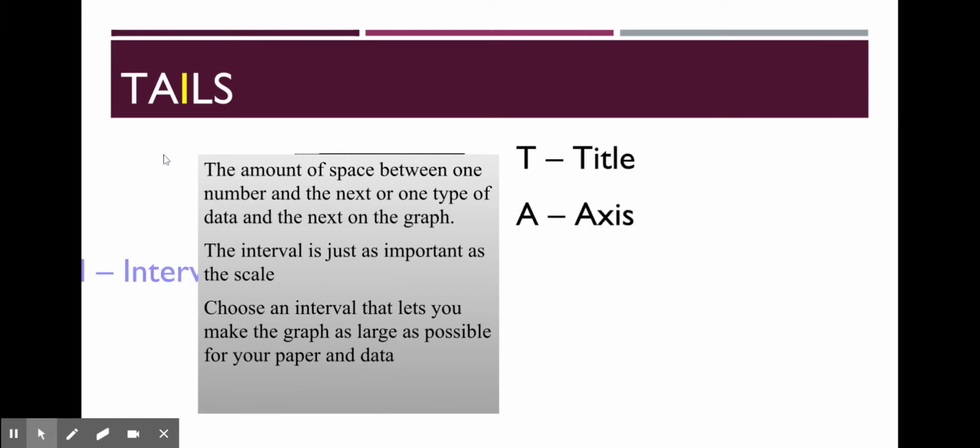I stands for interval. The interval is the amount of space between one number and the next. Are you going to go by 5s? Are you going to go by 10s, 100s, 3s? The interval is just as important as the scale. You want an interval that lets you make the graph as large as possible for your paper and data.